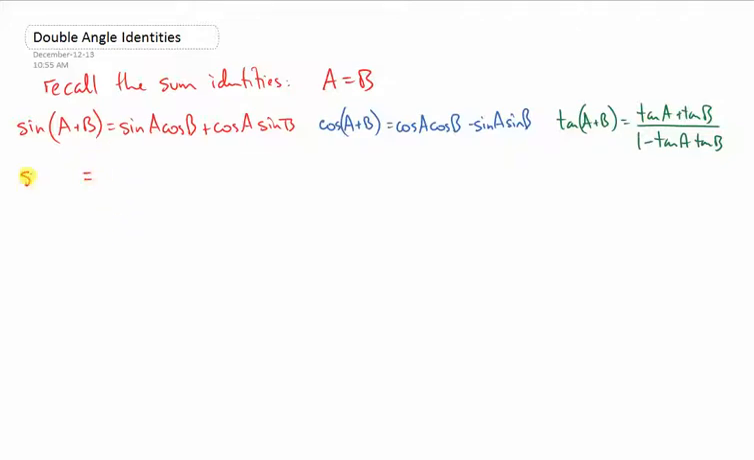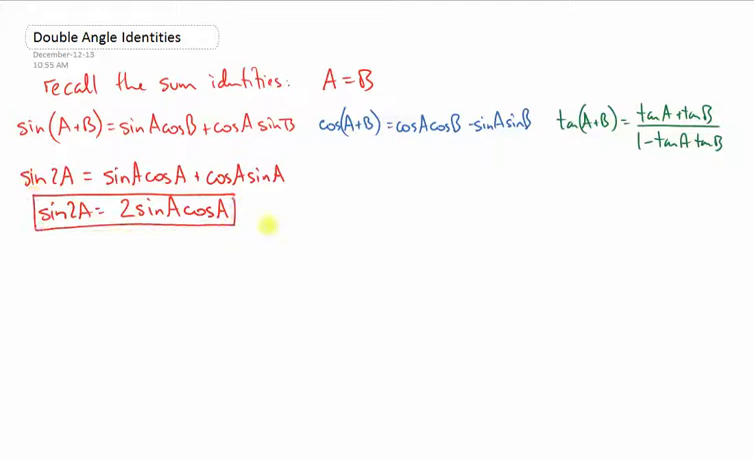So the sine of 2A, a double angle, A and A, they're the same as each other, would be sine A cos A plus cos A sine A, because A and B are equivalent. These are equivalent terms. There are two of them, so I can write this as 2 sine A cos A. This is a double angle identity for sine. The sine of twice an angle is 2 times the sine of the single angle times the cos of the single angle. We're going to do the same thing for cosine now.